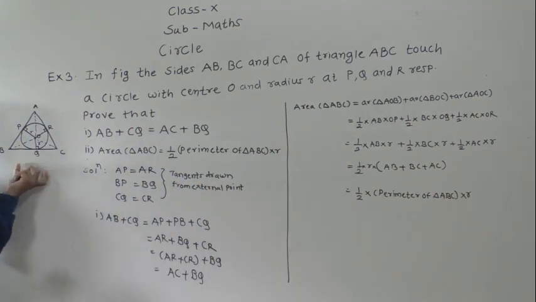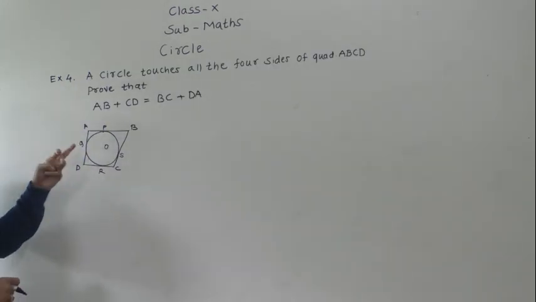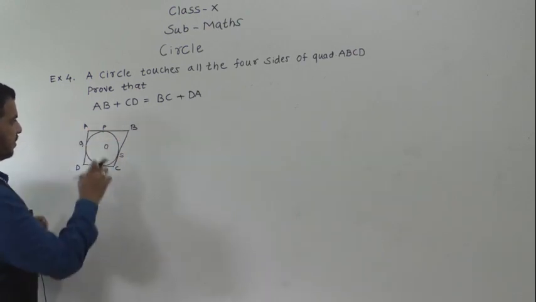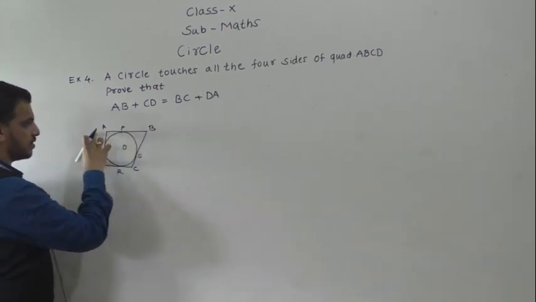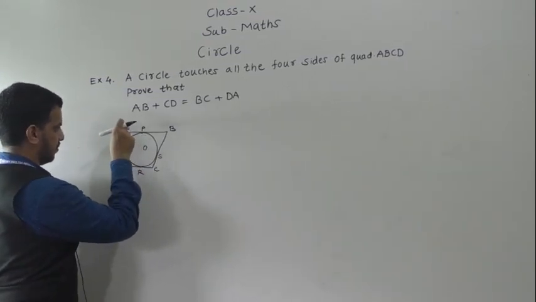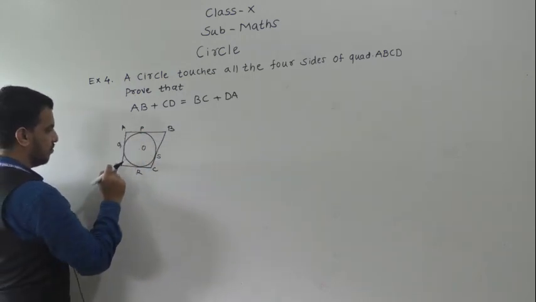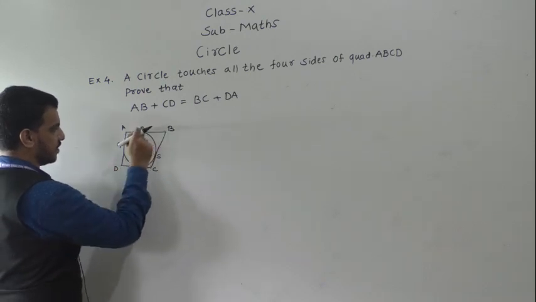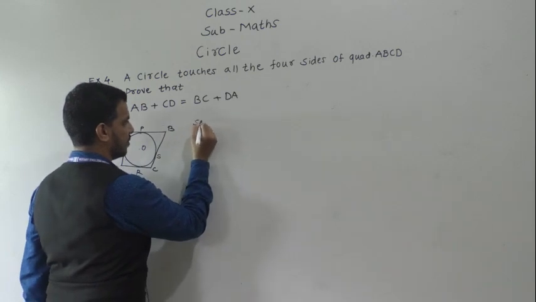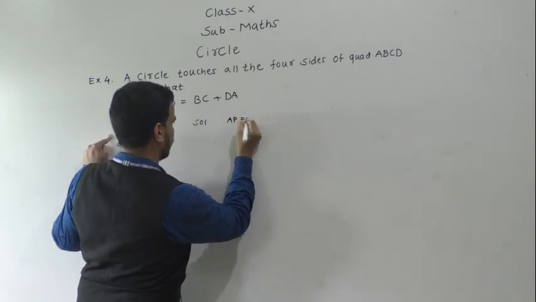Now we will take the next example. The fourth example is: a circle touches all four sides of quadrilateral ABCD, and we have to prove that AB plus CD is equal to BC plus DA. Okay, so first we have to write that tangents drawn from an external point to the circle are equal, meaning AP is equal to AQ, DQ is equal to DR, BP is equal to BS and CR is equal to CS. So first we have to write all this. Here first we write AP is equal to AQ.